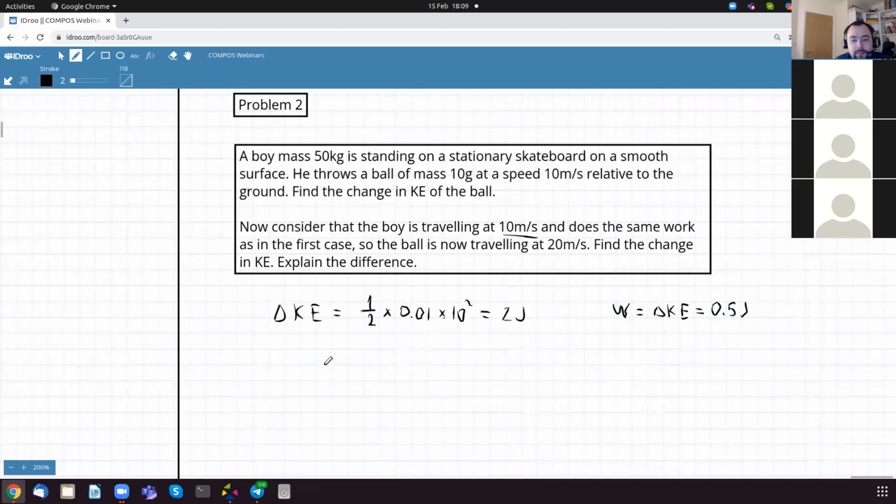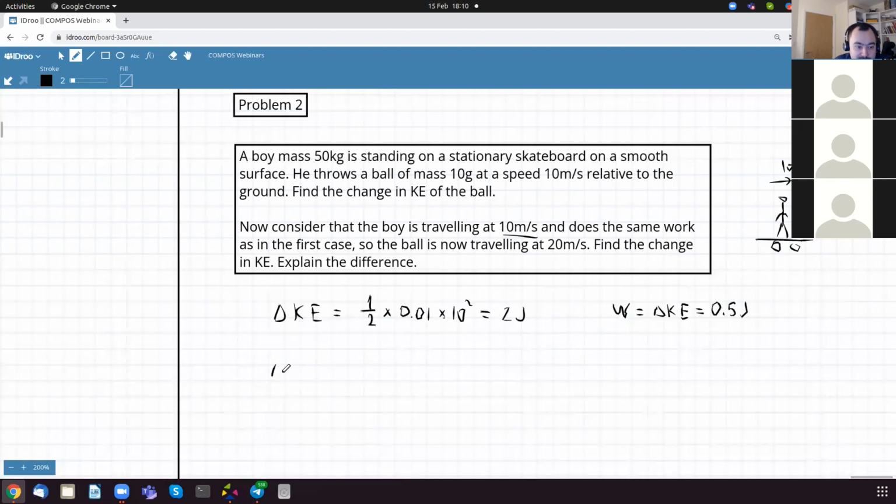Now, then we look at the second case. Now consider the boy is traveling at 10 meters per second. So the boy is traveling now, and he's already traveling at 10 meters per second. And he's throwing a ball with the same energy, the same force to throw the ball. And of course, the ball is now traveling at 20, because 10 plus 10 is 20.